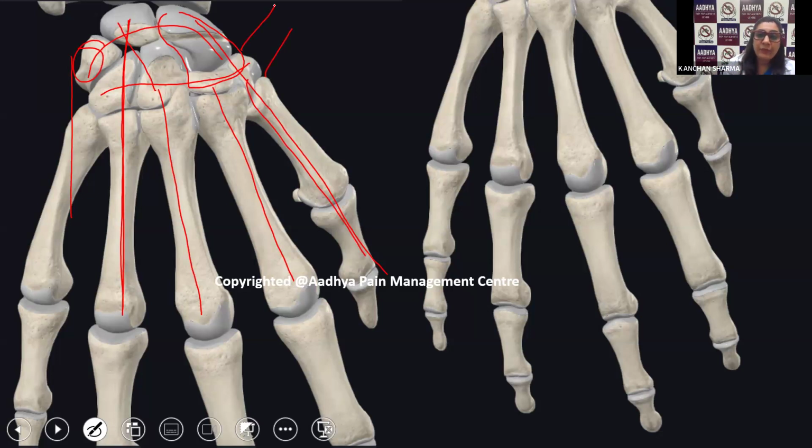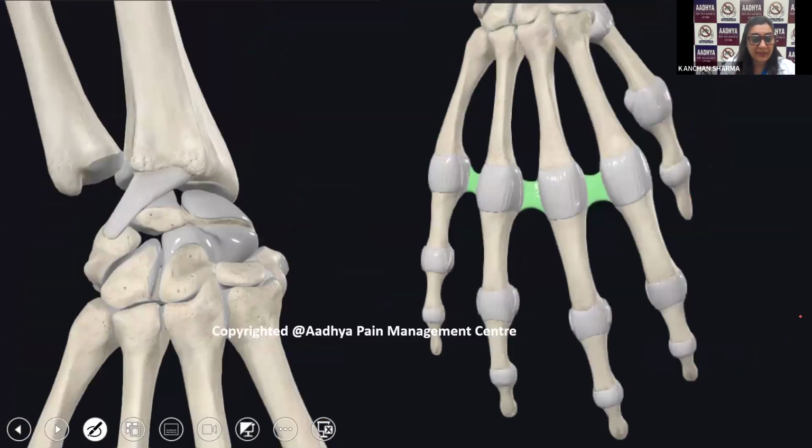Then what you need to remember is when you're looking at the metacarpal, this is the head. This is the head of the metacarpal. This is the base of the proximal phalanx, right? Then this is the base of the proximal phalanx, middle phalanx, base of the distal phalanx, and then the distal phalanx. This will be forming your PIP, and this will be forming your DIP. This much bony anatomy should always be at the back of your mind.